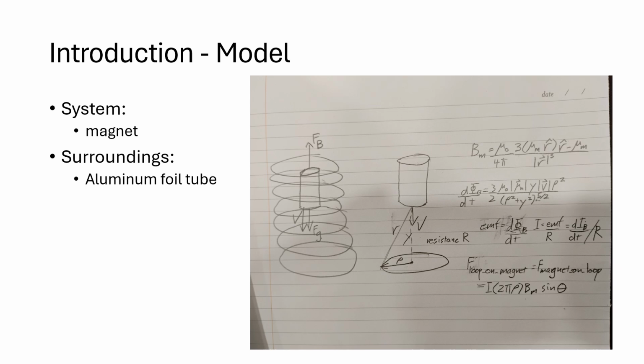In this experiment, a magnet is dropped through a tube of aluminum foil, and the time is recorded for the magnet to fall through the tube. The system is the magnet, and the surroundings is the tube of aluminum foil. The tube of aluminum foil is modeled as a series of horizontally stacked rings. For each ring, the equations to the right give us the magnetic field at that ring and the time derivative of the magnetic flux through that ring due to the falling magnet. This in turn allows us to calculate the induced current through that ring, and from that we can calculate the force of that ring on the falling magnet.